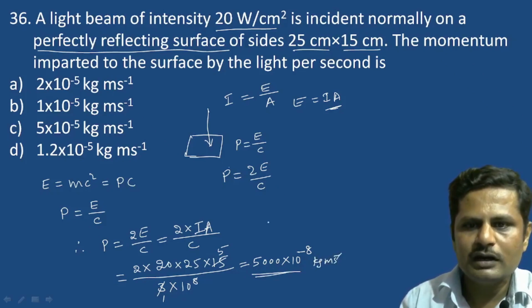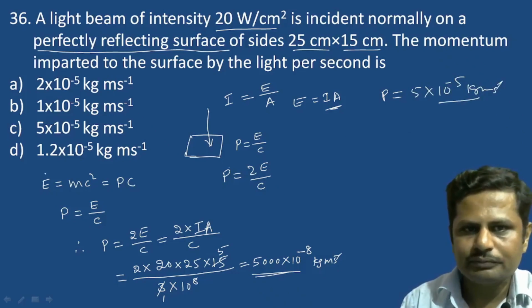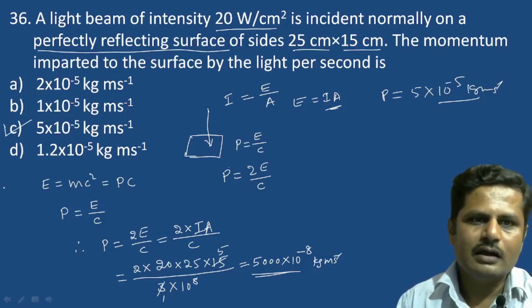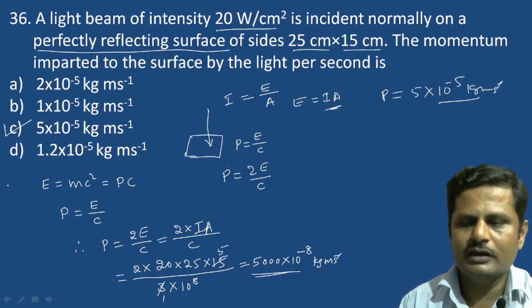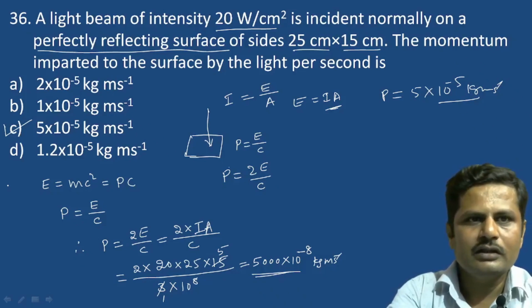Now this could be written like this, that is the momentum. This is nothing but 5 into 10 to the power of minus 5 kg meter per second. So therefore option C is the correct answer. Okay, let me move to the 37th question.